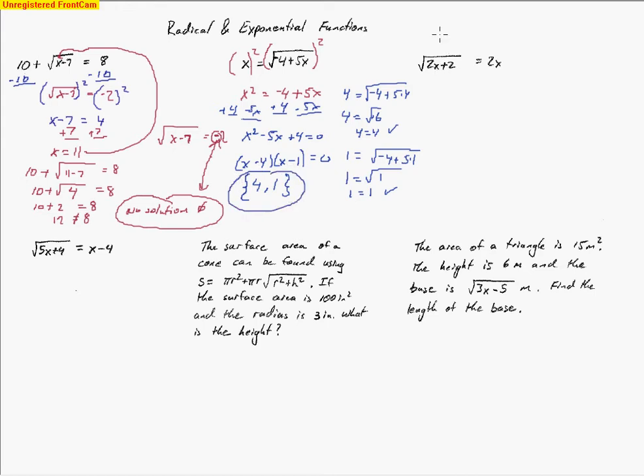Taking a look at the next one, same sort of thing. We're going to square both sides because we have the radical by itself. And so when we do this, we have now 2x plus 2 equals not 2x squared, but 4x squared.